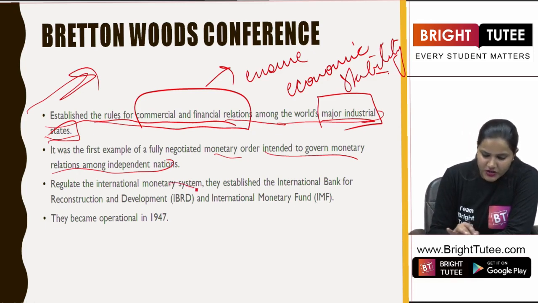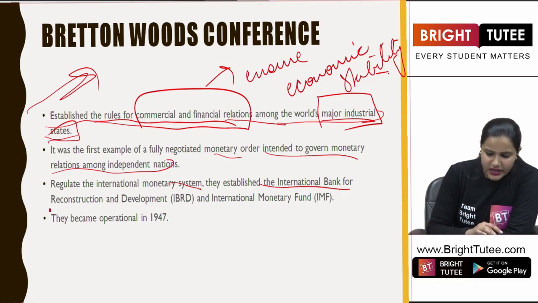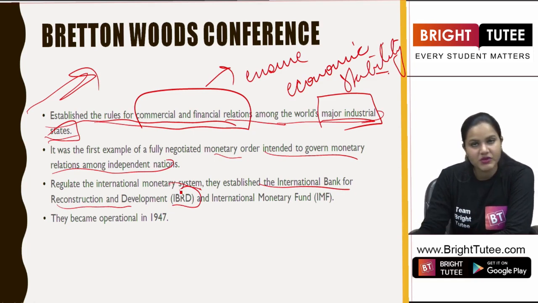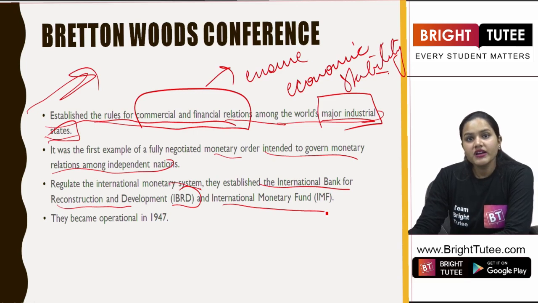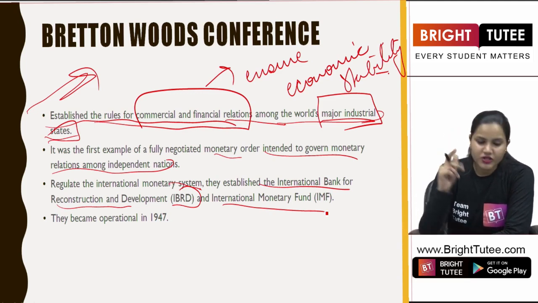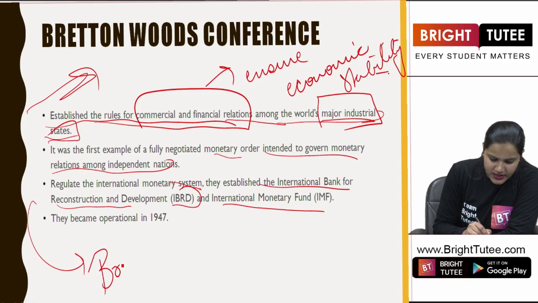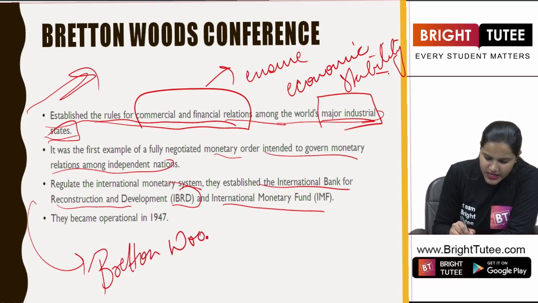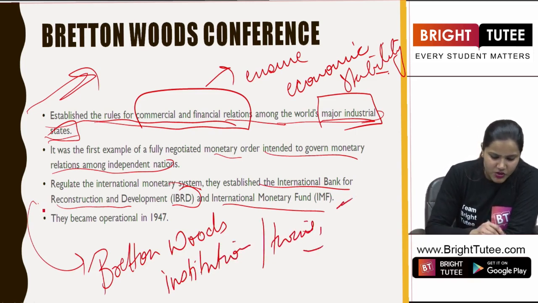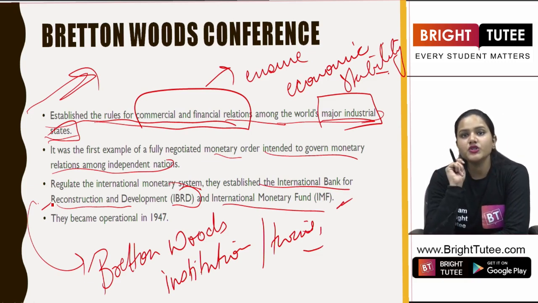Regulate the international monetary system. They established the International Bank for Reconstruction and Development, short form IBRD, and the International Monetary Fund, that is IMF. So here are two points that you have to keep in mind. Now, keeping in mind the whole aim and the whole idea, there were two institutions that were also known as Bretton Woods institutions or Bretton Woods twins. So finally, two institutions were formed. What were these two institutions, students?